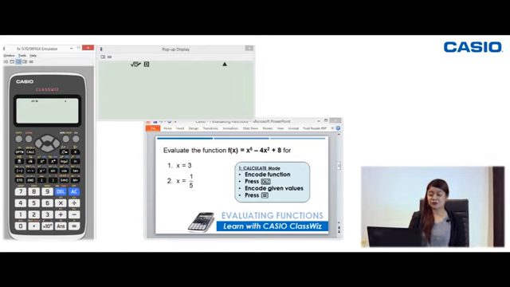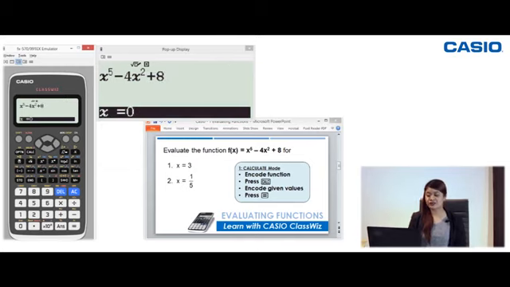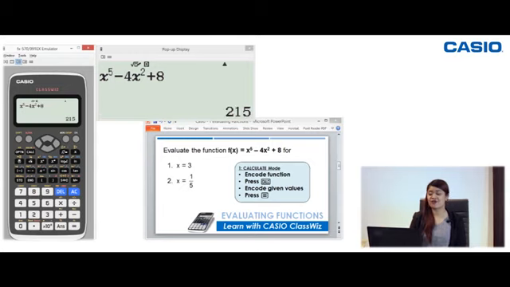We just go to calculate mode again and encode the function x raised to the 5th power. Make sure to press the right arrow sign, minus 4x and then press squared, plus 8. Then we press calc key again. Encode the first value for x, which is 3, and press equal sign. Press equal sign again to get the value 215.